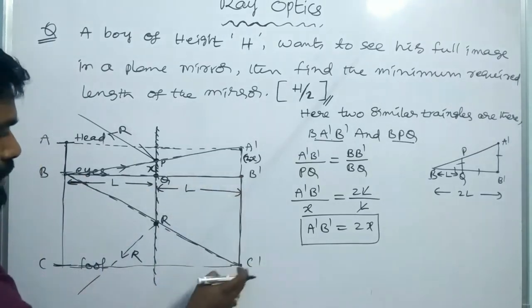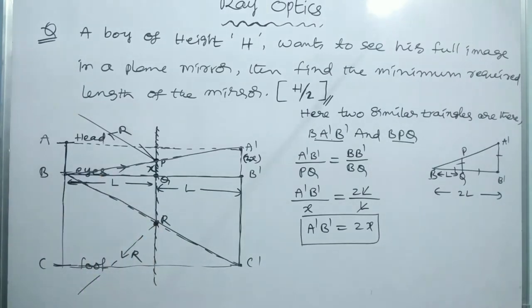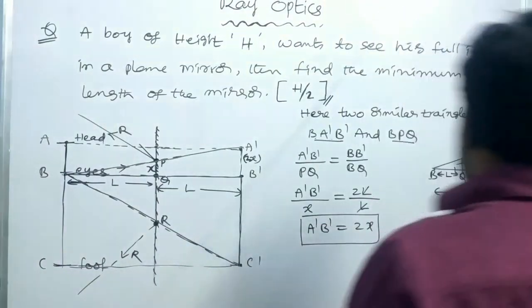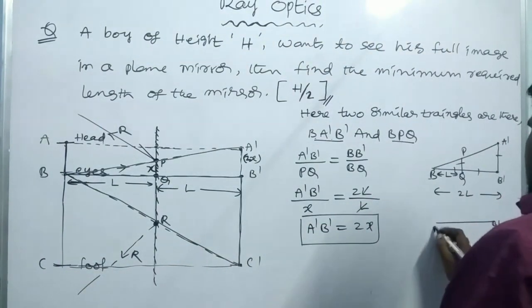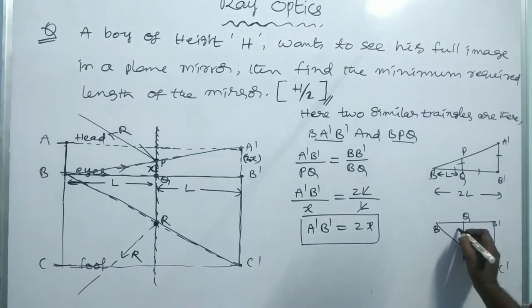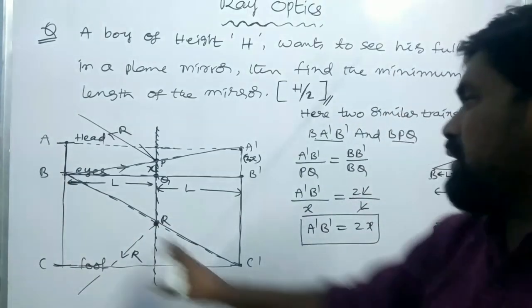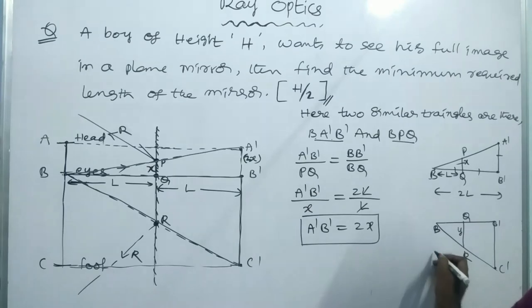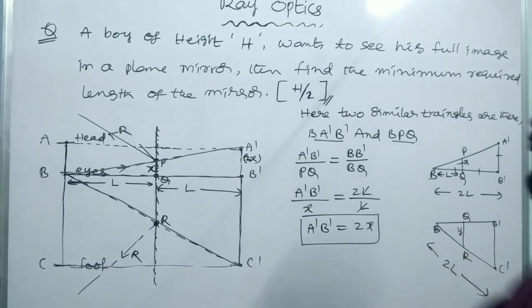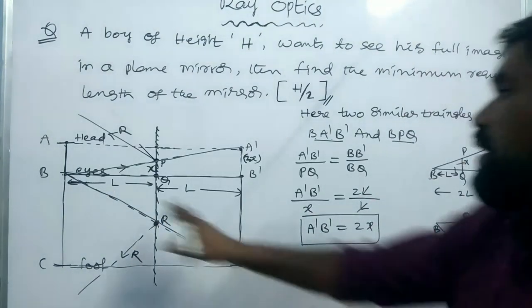The one more similar triangle is B B dash C dash and B Q R. This is B dash and this is B, and here this is C dash. This is the similar triangle where we have Q and R. We don't know the QR value. B to C dash is L plus L, that is 2L. And BR is L.